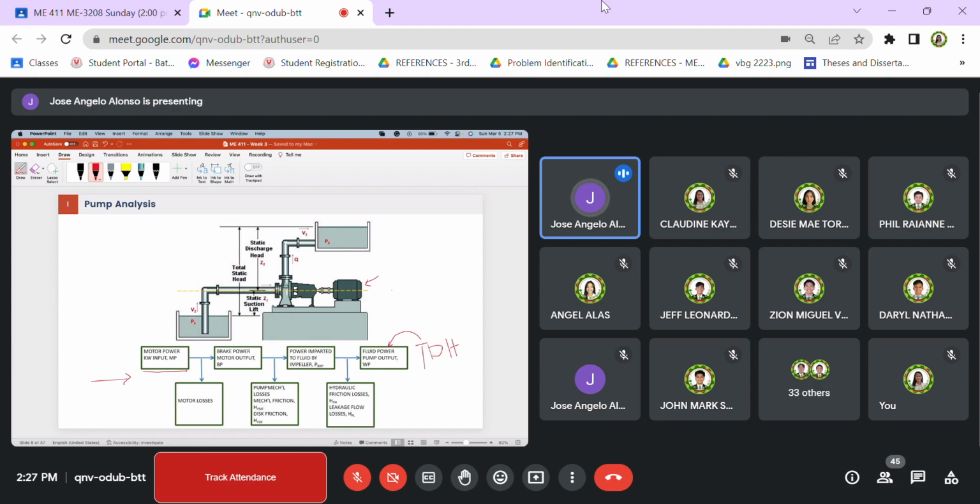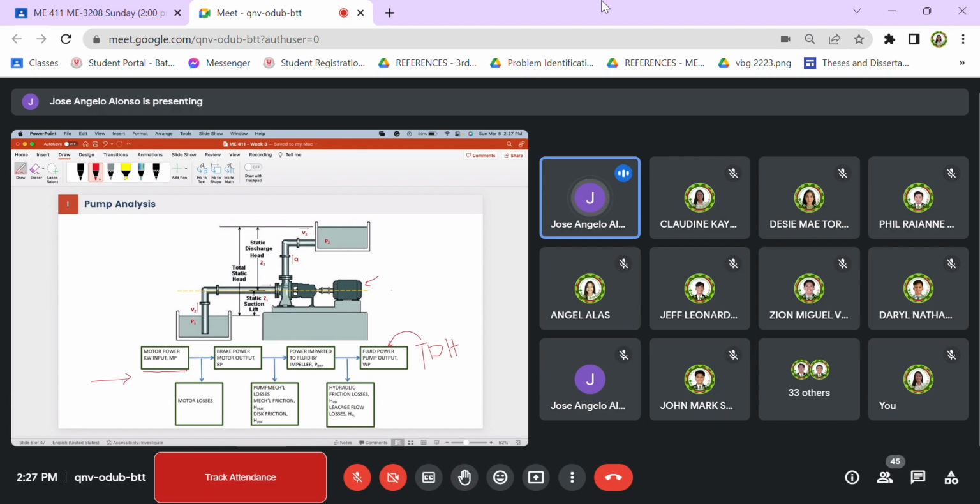So kapag magde-design tayo ng pump arrangement, kailangan natin ma-determine ano yung required power natin para papatakbo yung ating pump nang hindi naman tayo ko-consume ng power na more than sa nire-require ng ating system. Means, additional losses yan, additional cost, or proper sizing lang, sakto lang or enough lang sa requirement ng ating system. Kasi kapag kulang din ang power, then hindi natin mapapatakbo on the required capacity yung pump.